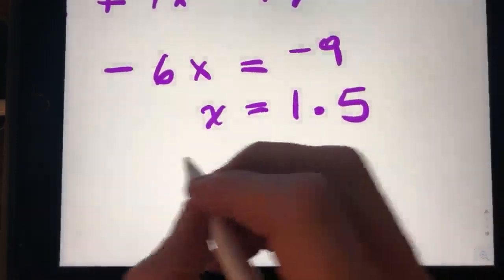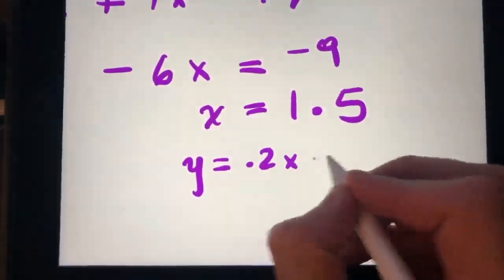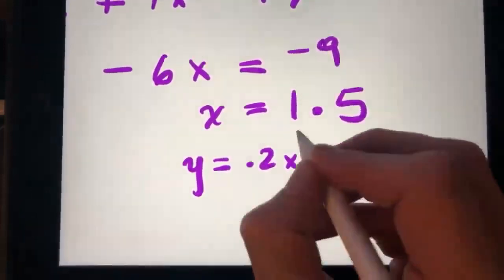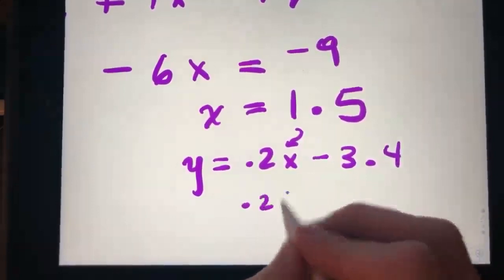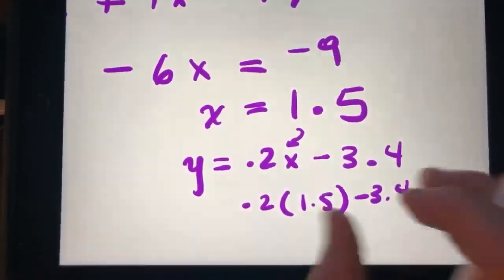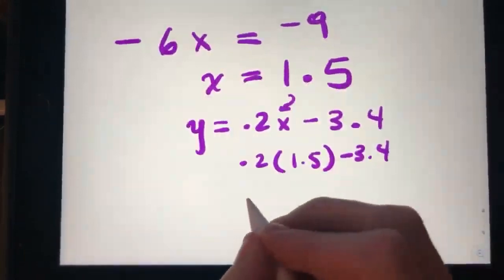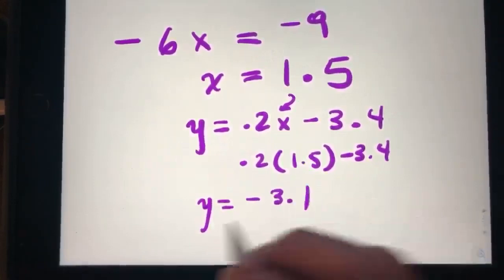Okay, you need y, obviously. So I would choose this equation to plug into. If I know x is 1.5, I'm going to replace x with 1.5. I'll probably grab the calculator here to help me with the decimals. Do the math there, and you should get y equals negative 3.1.